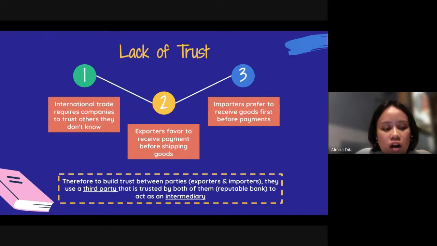And also due to the lack of trust between the two parties, each of the exporters and importers have their own preferences as to how the transaction should be configured. Therefore, we are going to talk about some transactions used while doing export and import. The exporters usually favor receiving payment before shipping goods, while the importers prefer to receive goods first before payment. And in order to build that trust between parties, they use a third party that is trusted by both of them, and usually it is a reputable bank, to act as an intermediary.